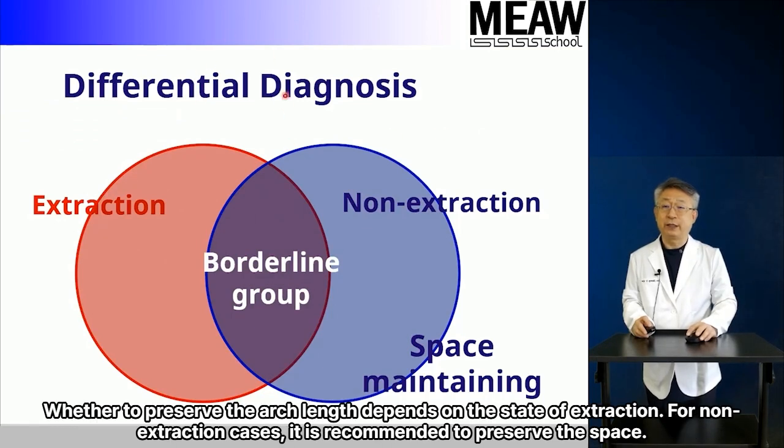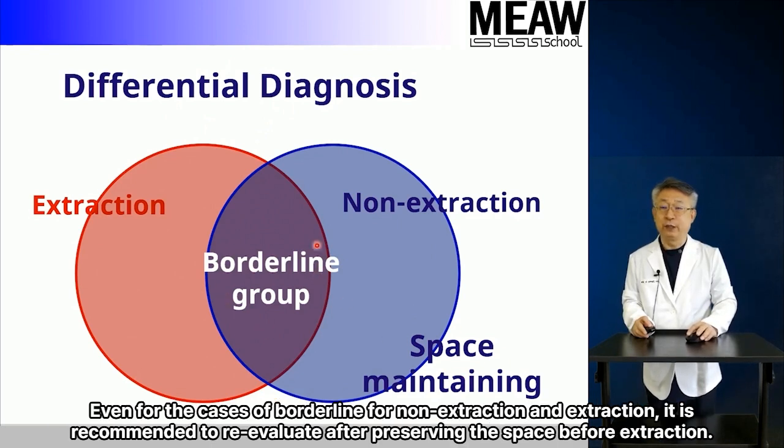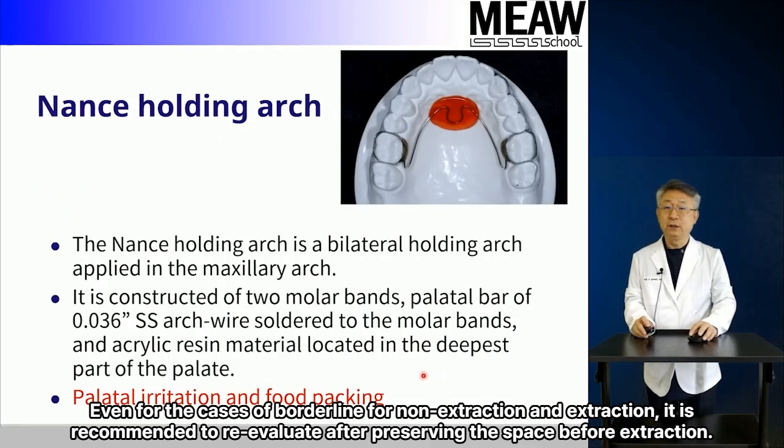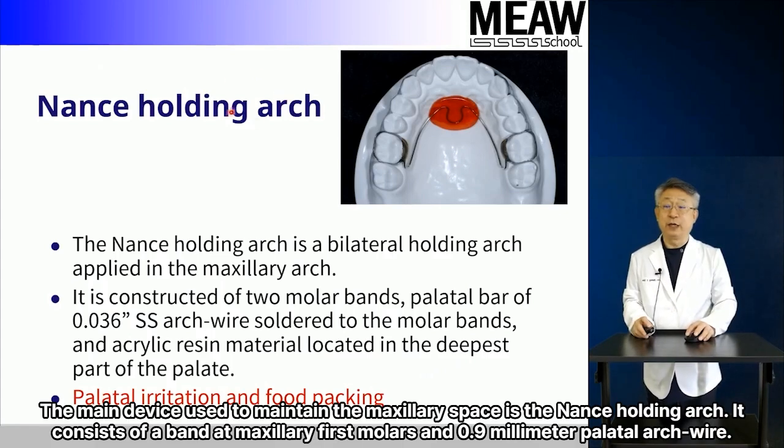Whether to preserve the arch length depends on the state of extraction. For non-extraction cases, it is recommended to preserve the space. Even for borderline cases between non-extraction and extraction, it is recommended to reevaluate after preserving the space before extraction. The main device used to maintain the maxillary space is the Nance holding arch.